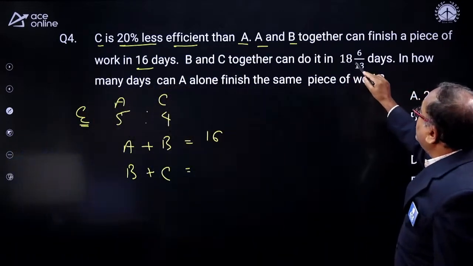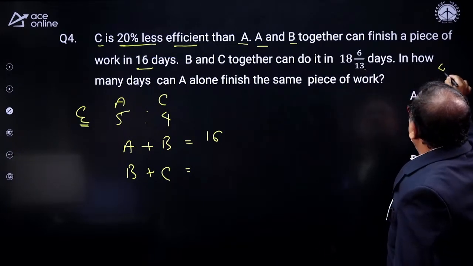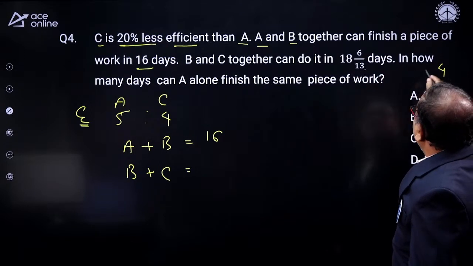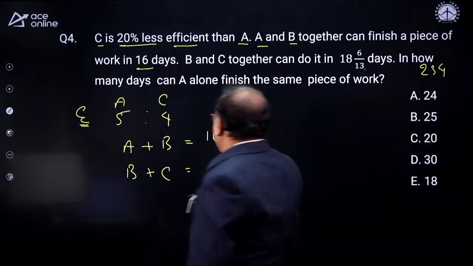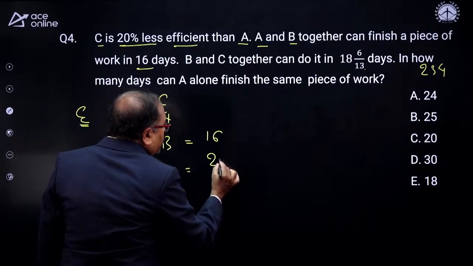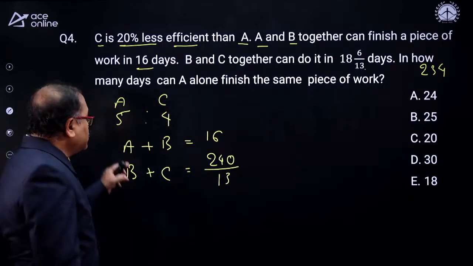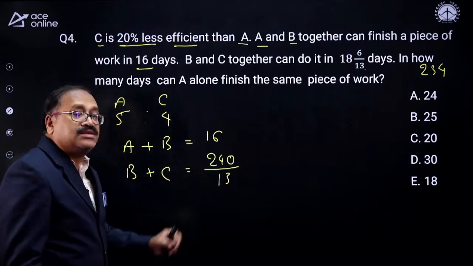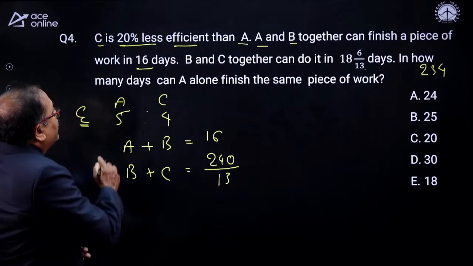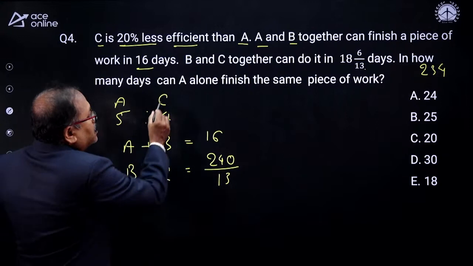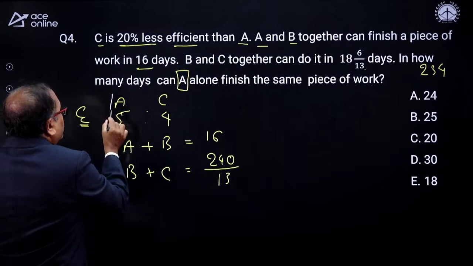So that is 18 into 13 plus 6. So 18 into 13 means 3 8s are 24, carry 2, and that's 20 plus 3 is 23. So that is 234 plus 6, 240. So 240 by 13. That is, A and B together take these many days, B and C together take these many days, and we know the efficiency ratio of A to C. Now the question is, in how many days will A alone finish the work?